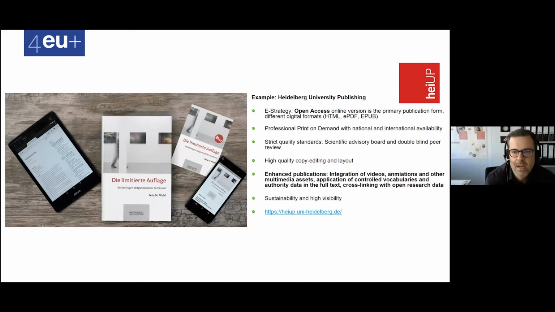So we try to integrate videos or animations or other multimedia assets into our applications. We try to apply, for example, controlled vocabularies or other ontologies directly to our publications, or we try to link publications directly with the underlying research data to produce publications which are more than imitations of printed books. Because if we talk about the future of scholarly publication, that is really the way I think it should go.